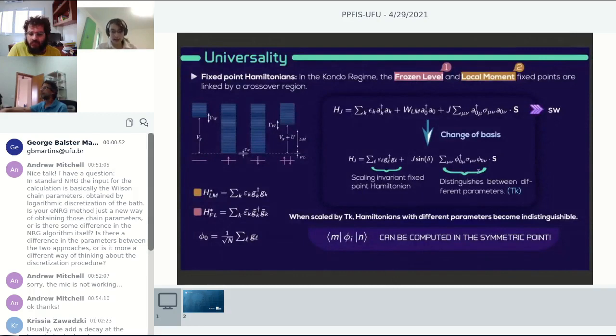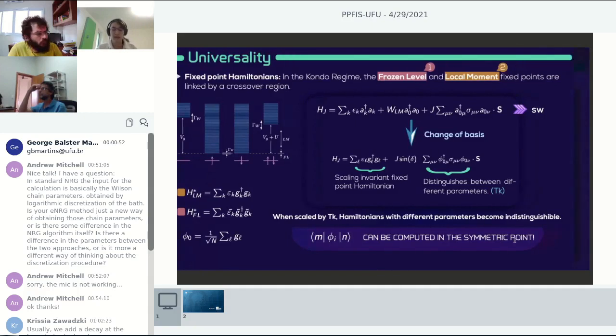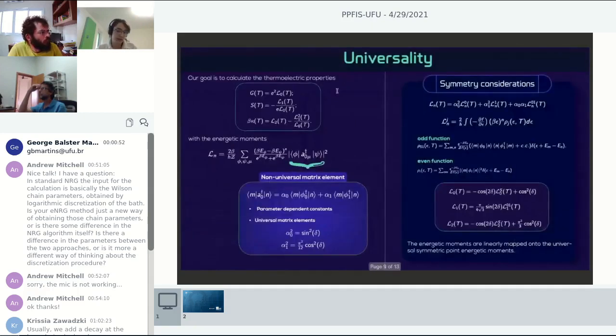And then if universality is verified, any physical information that I may want from the Hamiltonian Hj, so its many-body energy spectrum, the matrix elements of G, the matrix elements of phi, can be calculated at any point of the Kondo regime, and I will find the same result if I rescale things by the Kondo temperature. So, for example, we call these matrix elements universal matrix elements, and we can compute them in the symmetric point for simplicity.